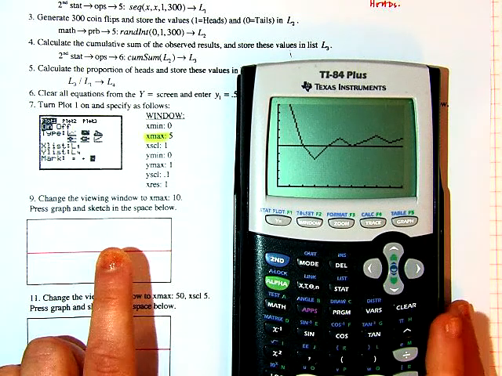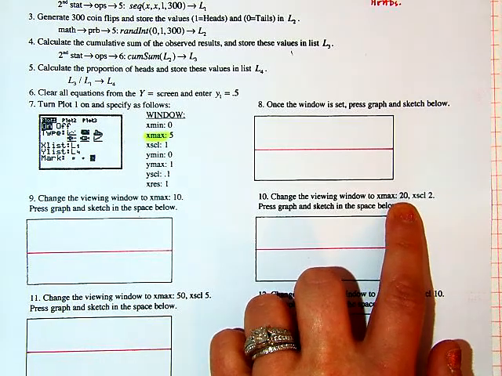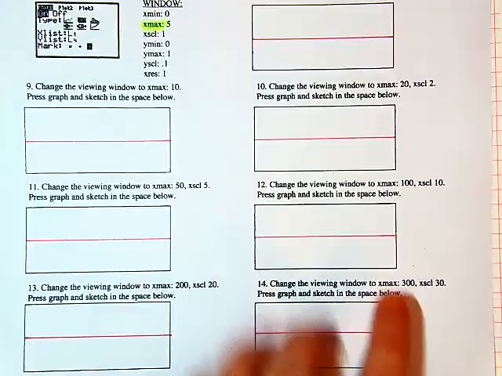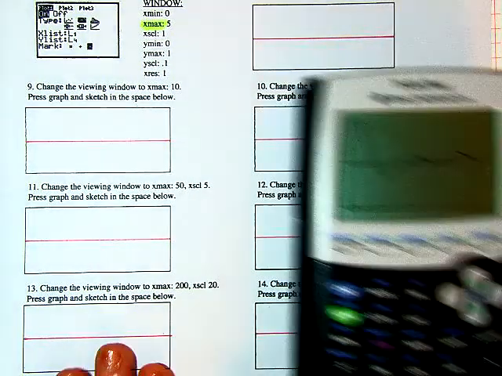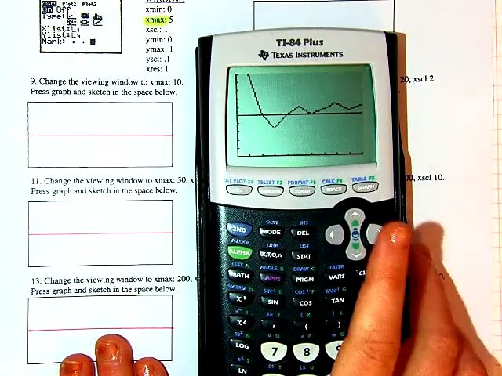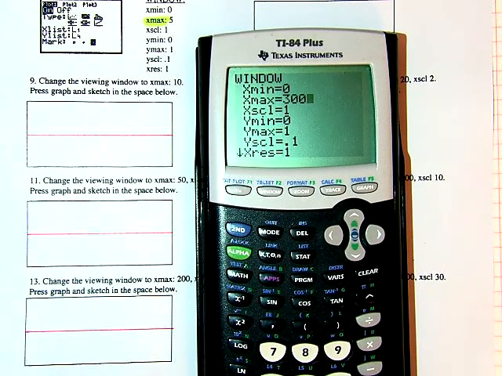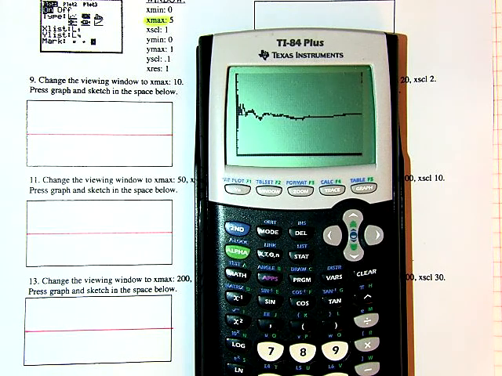And then I want you to trace it over time. So look at 20 trials, look at 50 trials, look at 100, and then eventually at the very bottom, I want you to show me 300. So I'm going to skip ahead and show you the 300. If I go to my window and change this to 300, I want to look at all 300 coin flips, and I hit graph.